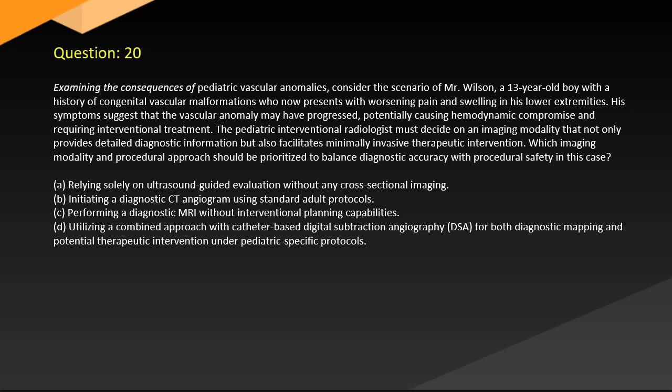Which imaging modality and procedural approach should be prioritized to balance diagnostic accuracy with procedural safety in this case? A. Relying solely on ultrasound-guided evaluation without any cross-sectional imaging. B. Initiating a diagnostic CT angiogram using standard adult protocols. C. Performing a diagnostic MRI without interventional planning capabilities. D. Utilizing a combined approach with catheter-based digital subtraction angiography (DSA) for both diagnostic mapping and potential therapeutic intervention under pediatric protocol.